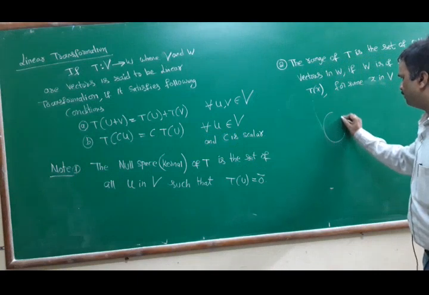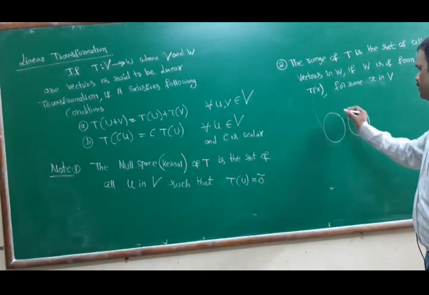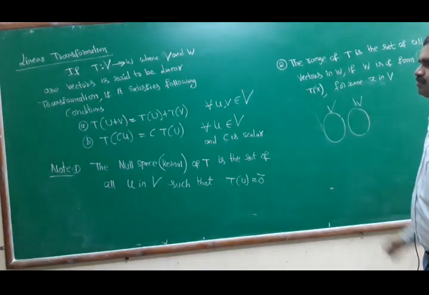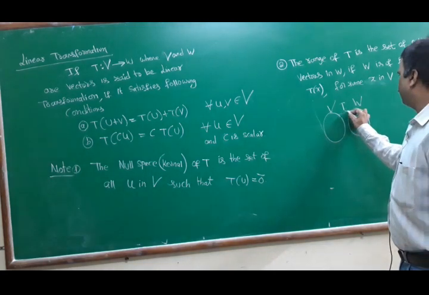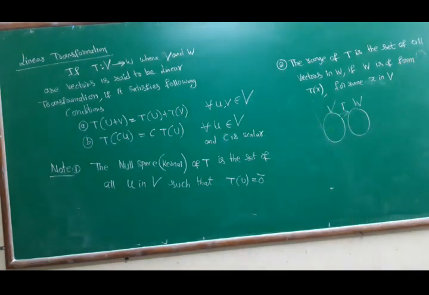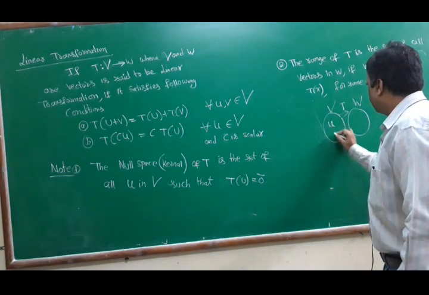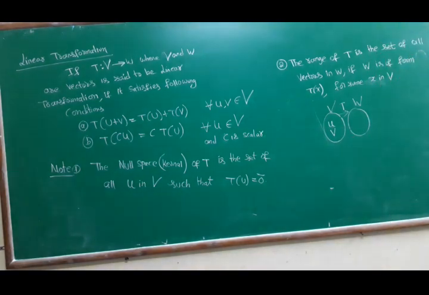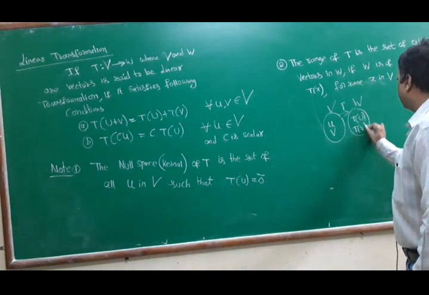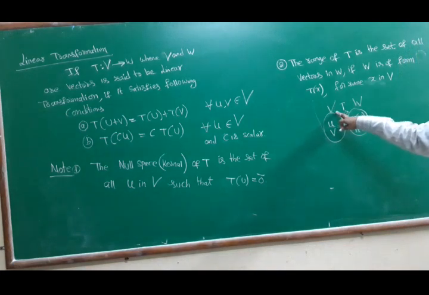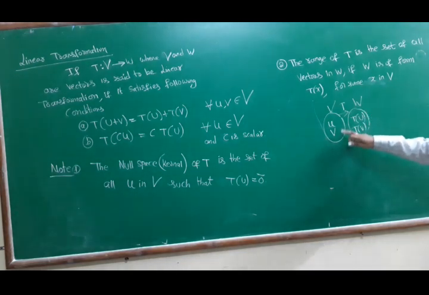Here we have two vector spaces, one is V and one is W. A transformation is said to be a linear transformation if it satisfies two conditions. Here you have to take two vectors u and v. Their images will be T of u and T of v. So u and v are in vector space V, and T of u and T of v are in vector space W. Images are in W and domains in V.